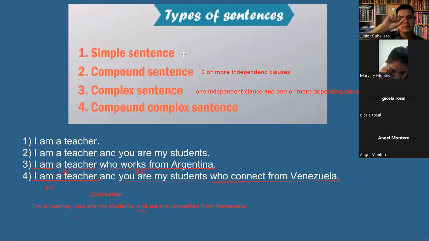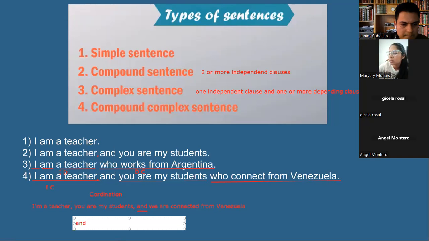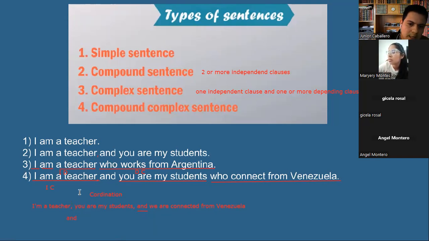¿Ok? ¿Qué hacemos allí? Colocamos simplemente una coma. Las comas también nos sirven como conjunction. Hacen la misma función. ¿Ok? Estaría de más si yo coloco aquí el and. I'm a teacher, and you're my students, and we are connected from Venezuela. O sea, estaría de más. Lo puedo omitir, pero necesitaría una coma. ¿Sí? ¿Sí o no? Yes.